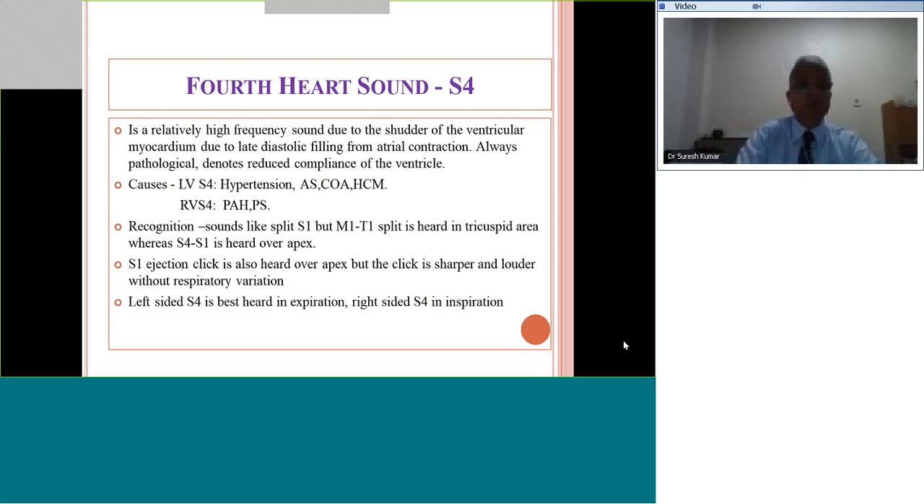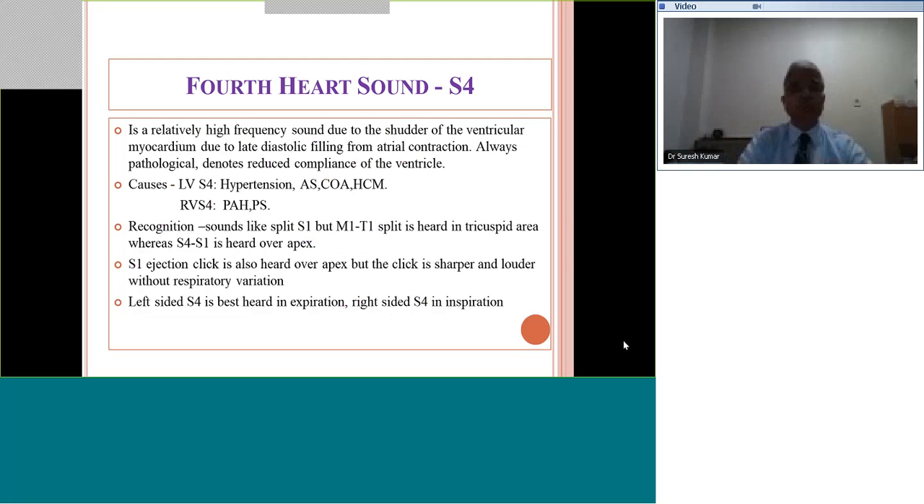Now we move to the fourth heart sound. Unlike the third sound, the fourth sound is never normal. Repeat, the fourth sound is never normal. It's a relatively high frequency sound. It occurs due to the shudder of the ventricular myocardium due to late diastolic filling from atrial contraction. It's always pathological and it denotes reduced compliance of the ventricle.